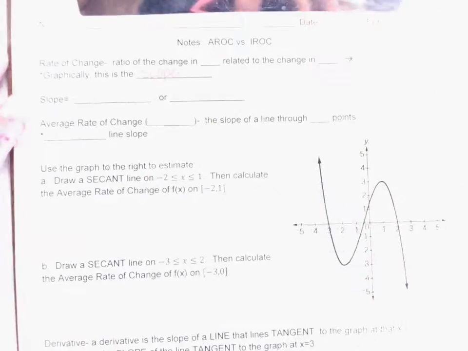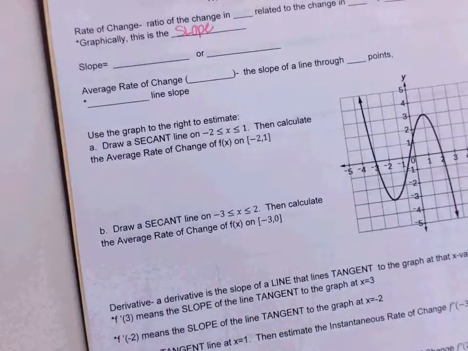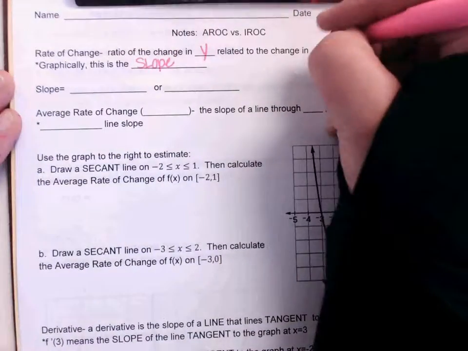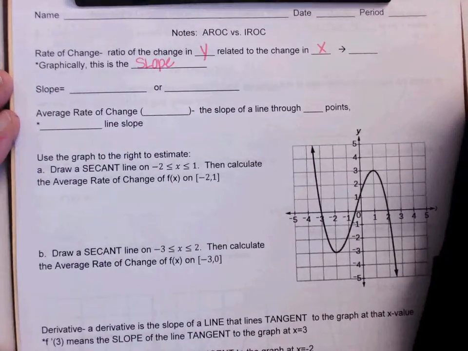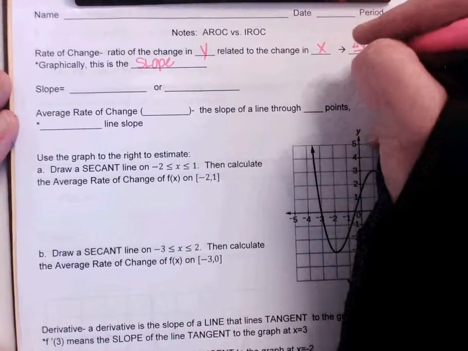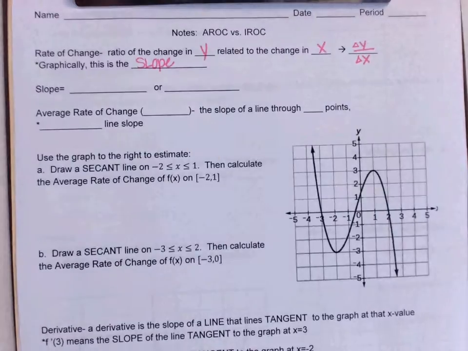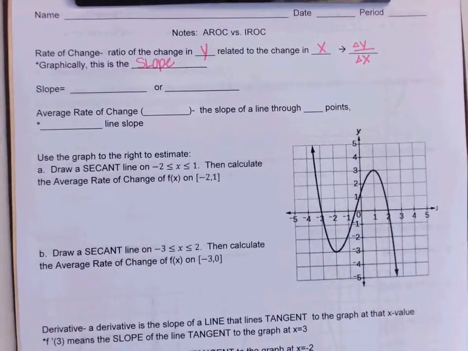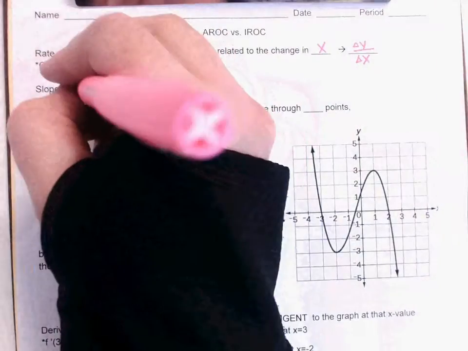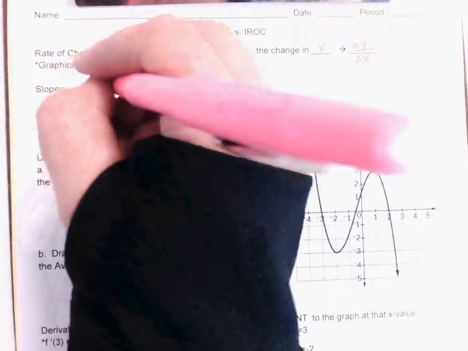Technically, rate of change is the change in y over the change in x. You might have seen this in your science class, delta y over delta x. Remember, that means the change in y over the change in x. Good? Now, slope is also rise over run, or y2 minus y1 over x2 minus x1.